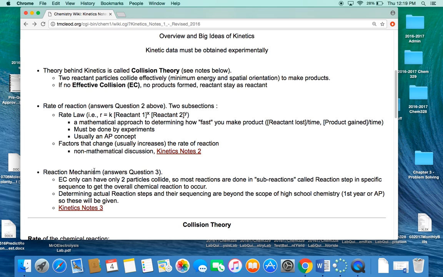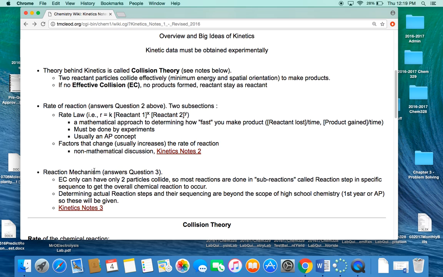The reaction mechanisms. So again, these are overarching things. The big thing you need to know about the reaction mechanism, and again, if it's level 1, we're not going to go into too much detail on this, is that only two things smack together effectively.